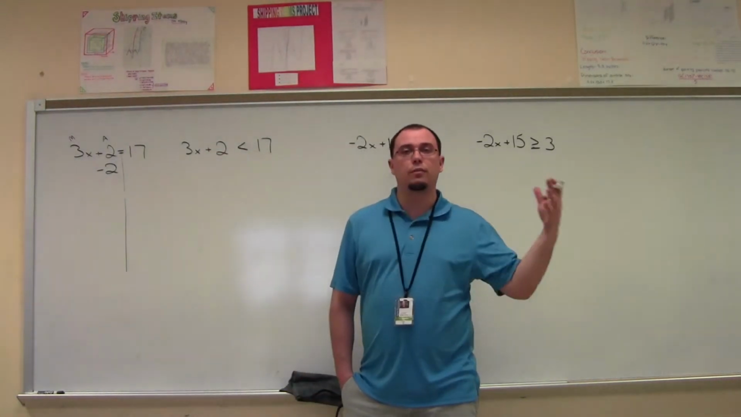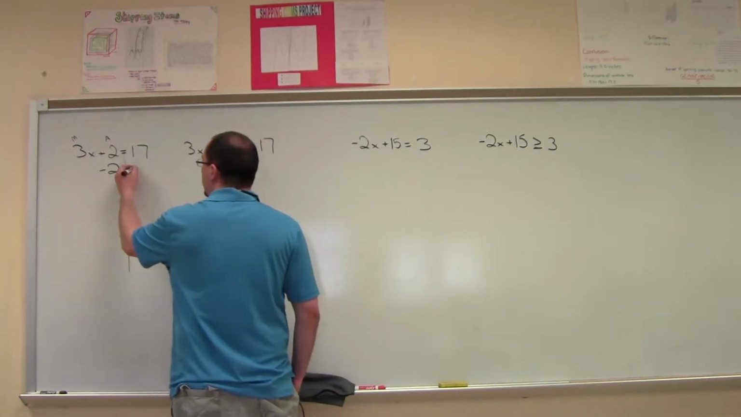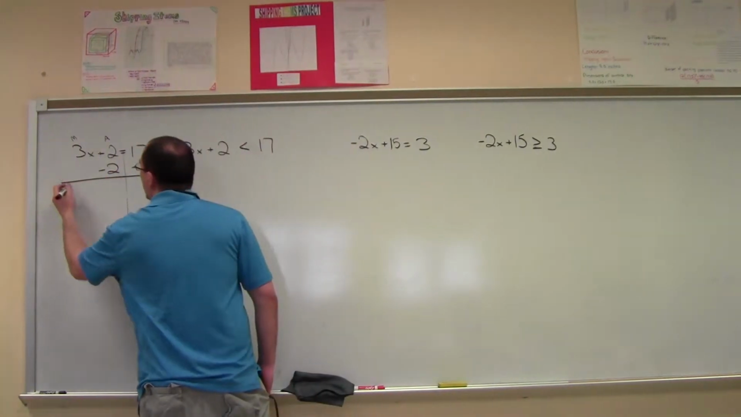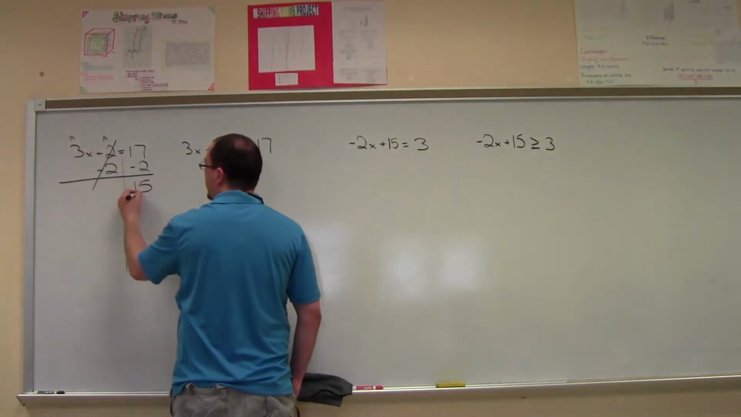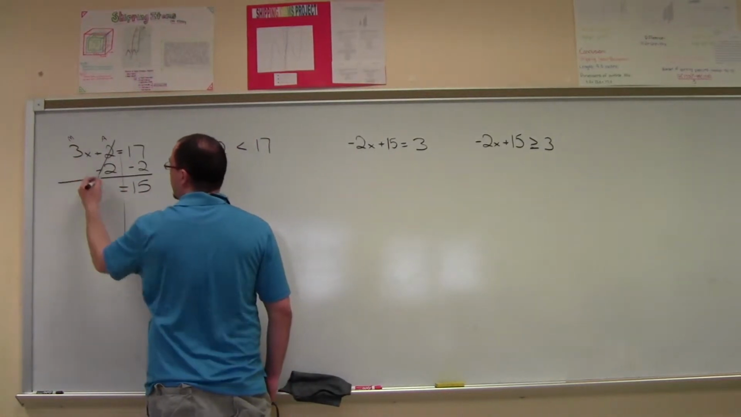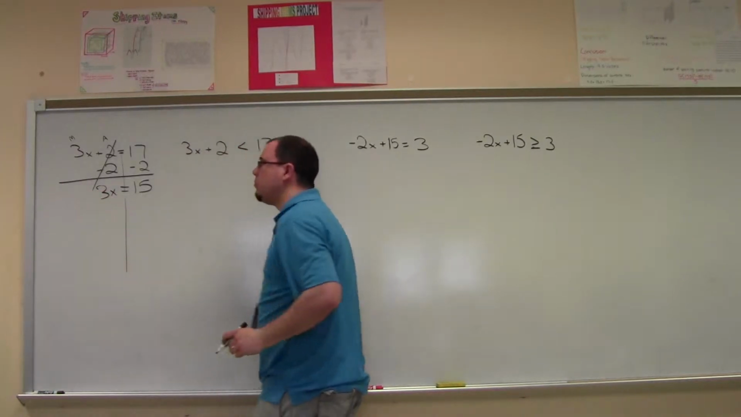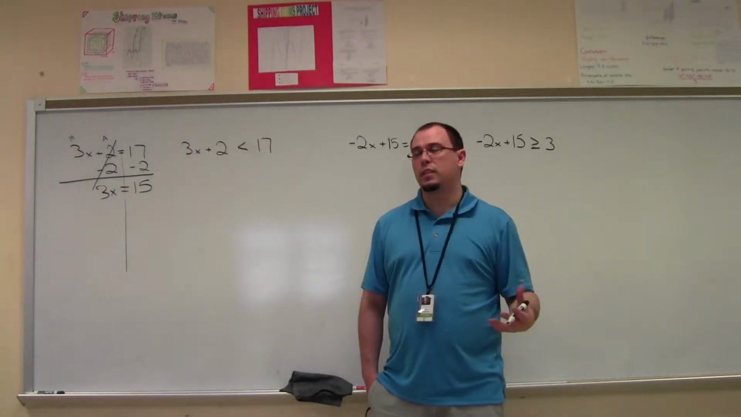Whatever I do to one side, I've got to do to the other, so I'm going to subtract 2 to the other side. When I do that, the 2's go away. I'm left with 15 on this side. All I'm left with on this side is 3x. So I have 3x equals 15.